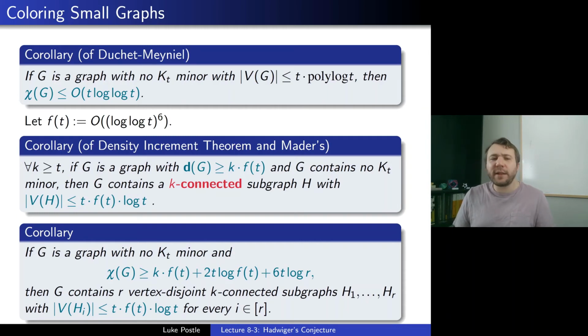So why is that? Well, from the above corollary, you pull out a small dense subgraph, and then what happens? Well, those are easy to color by the Duchet-Meyniel corollary. So then if we could color the rest of the graph with few colors, we'd be done. So then the rest of it still must be dense. And if it's still dense, then we can pull out a second one, a third one, and in this way pull out up to r. So think about that. But let's just take that as granted, that from Duchet-Meyniel and the density increment theorem and Mader's, you can pull out lots of these subgraphs.